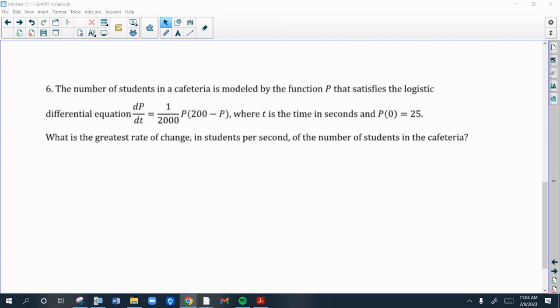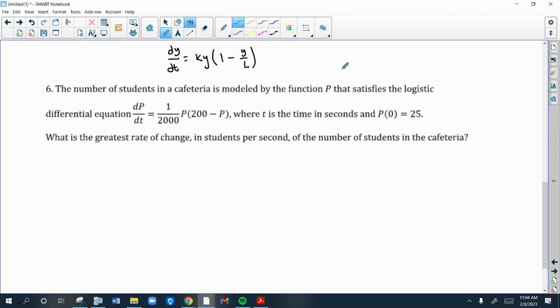Okay, here are solutions to the logistic differential equation portion of your homework. So the big key to any logistic one is to put it into the form that we're used to. So it's always dy over dt equals ky times 1 minus y over L. L is the limiting capacity.